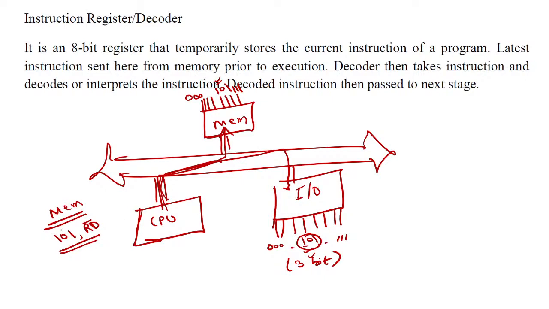So we have to tell clearly from where we want to read or where we want to write. We want to perform the read or write operation from memory or from an input output device, and we have to differentiate very clearly. One method is that we can differentiate using the control signals.